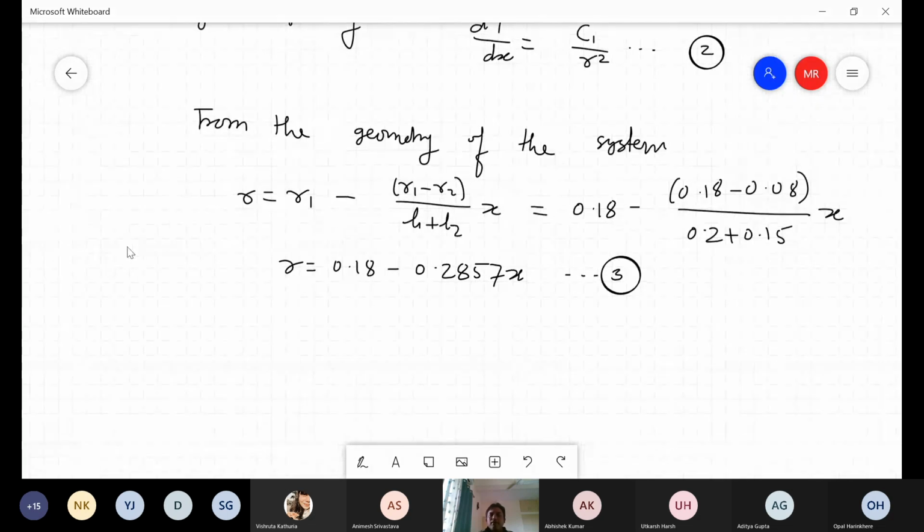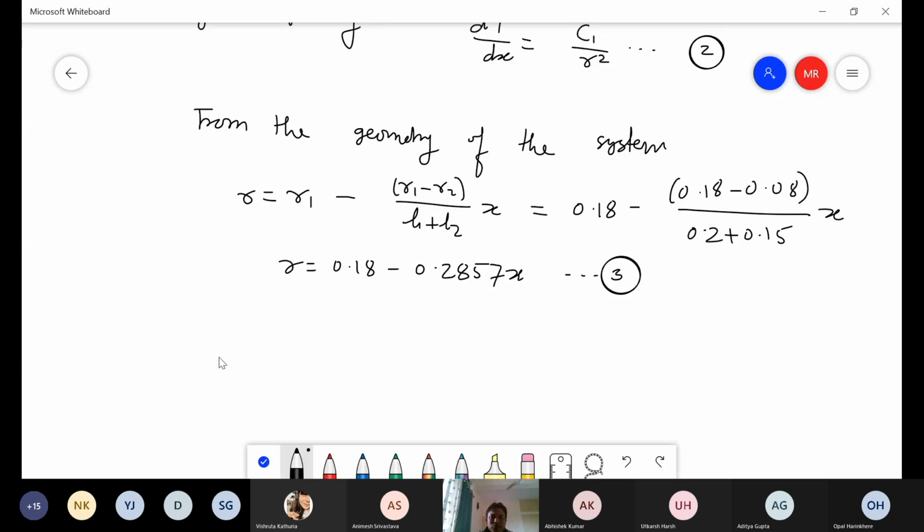Is it clear to everyone? Yes, sir. So now I can go back and solve equation number 2, isn't it? So equation number 2, now I can write directly in terms of x. So dT by dx is given as C1 divided by 0.18 minus 0.2857x whole square, isn't it? So now this clearly, this equation has the variable x. Now we can integrate it easily.